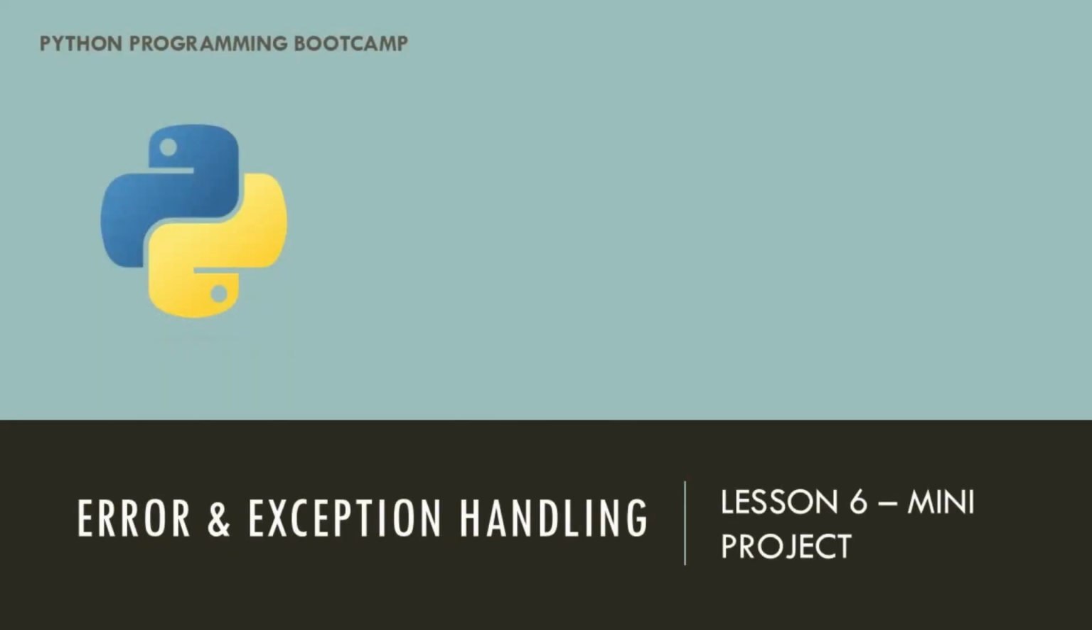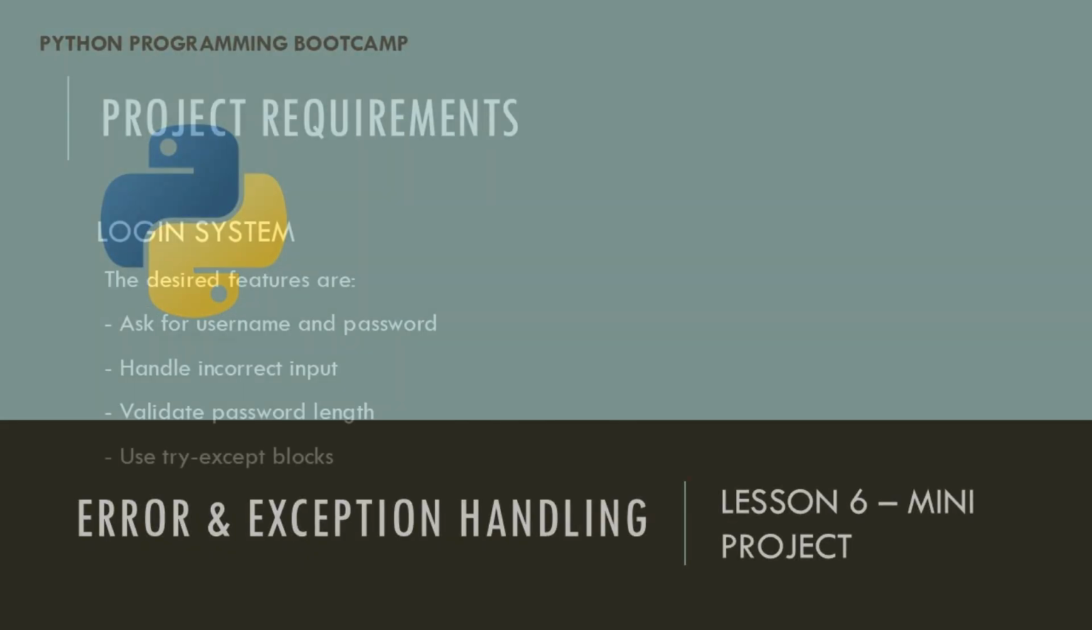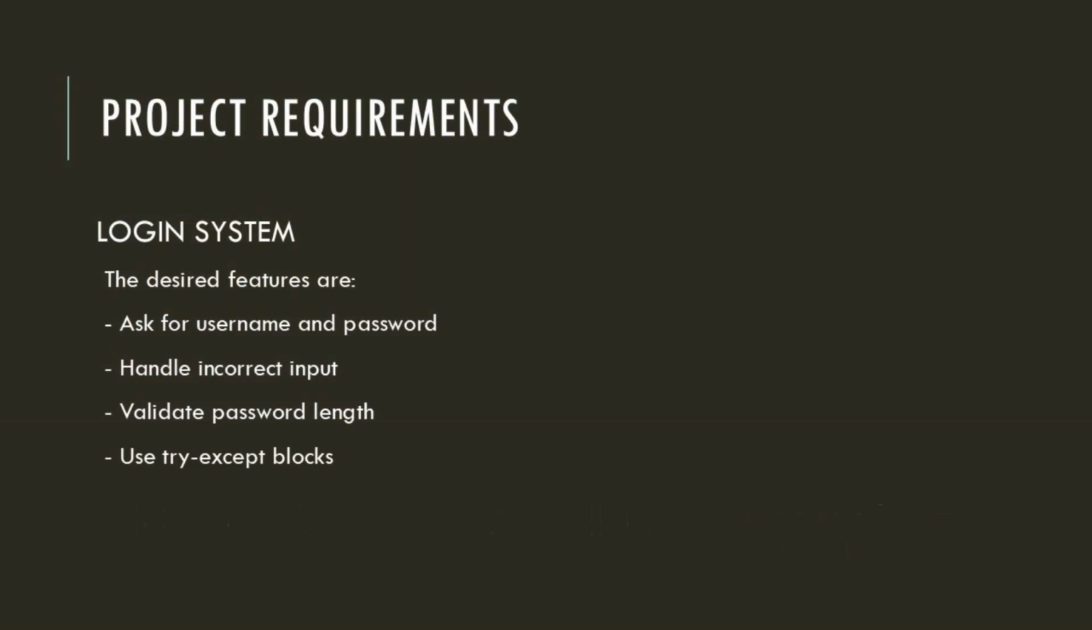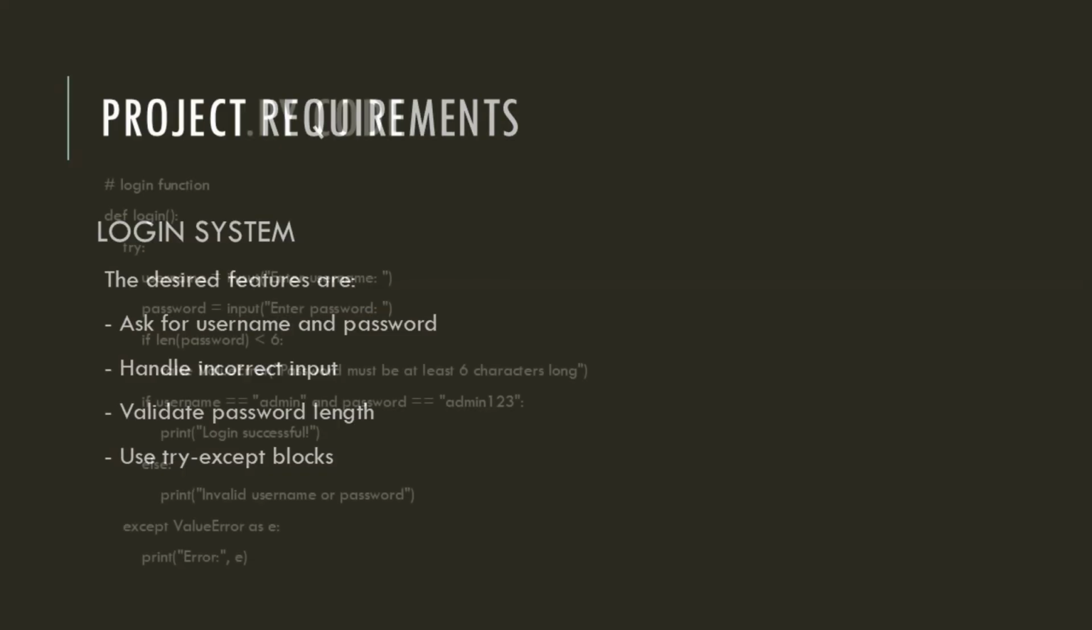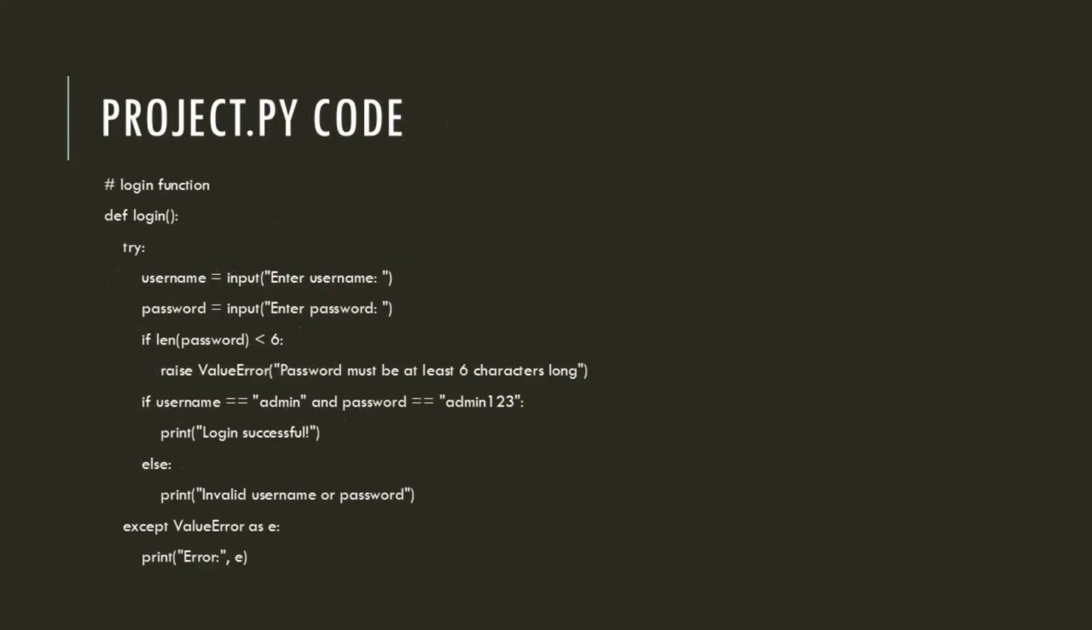Let's build a small project that uses error handling, a login system. The required features are: ask for username and password, handle incorrect input, validate password length, use try except blocks. Let's have a look at the code. The program has a login function which accepts the username and password. In case the entered password is less than 6 characters, a ValueError is raised. The username and password are checked against valid values and a success message is displayed in case they match. Otherwise, an invalid username or password message is displayed.